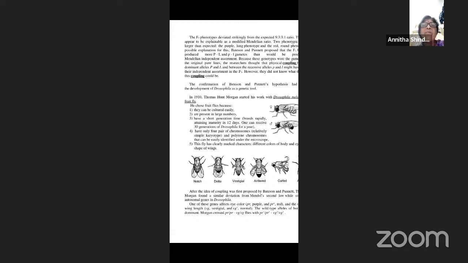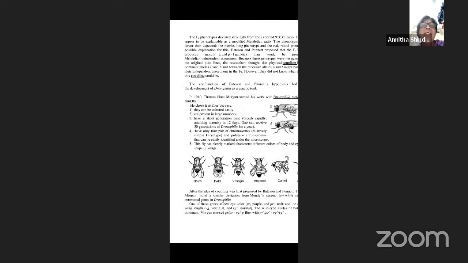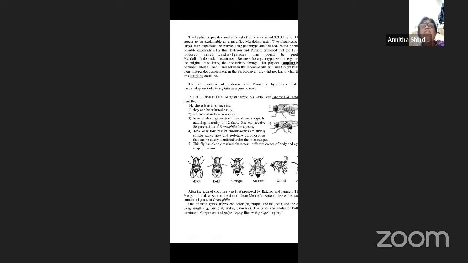For the confirmation of Bateson and Punnett's hypothesis, they had to await the development of Drosophila as a genetic tool. After the pea plant, which was studied by most scientists after Gregor Johann Mendel, who came to some conclusions, the next model used was Drosophila. Drosophila was extensively studied as a genetic tool, and the person who did a lot of research on Drosophila was Morgan.